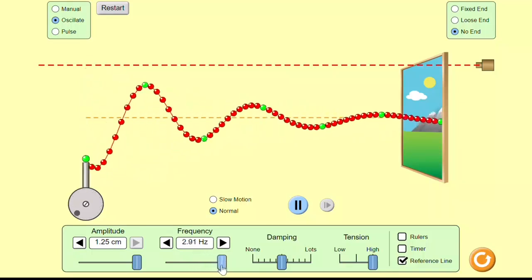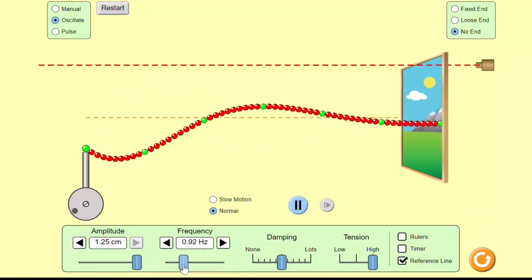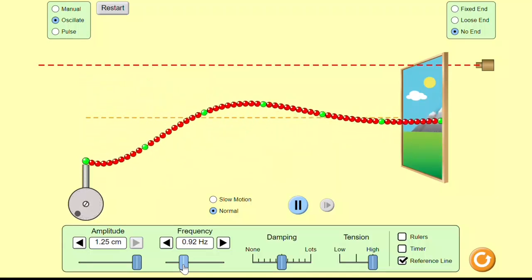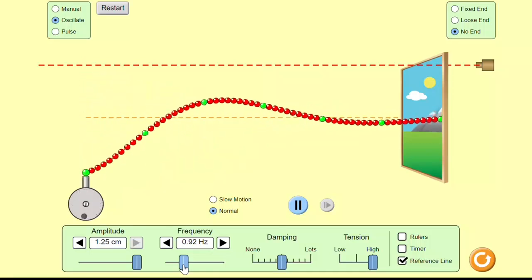You know, we can make it move faster. We can make it move a bit slow. Let's make sense of this. We want to talk about transverse waves. We need to start with the definition before we take a look at anything else. So the definition reads as follows.